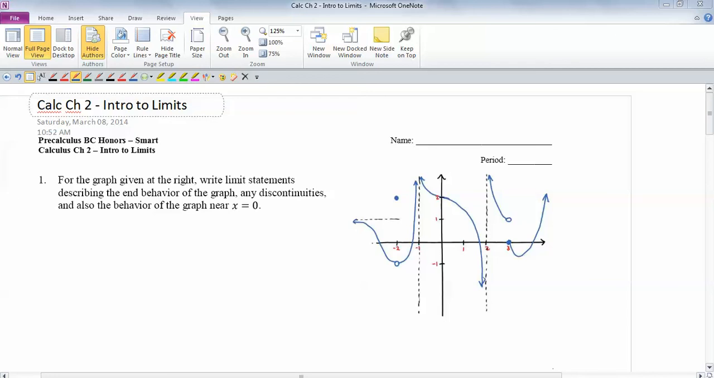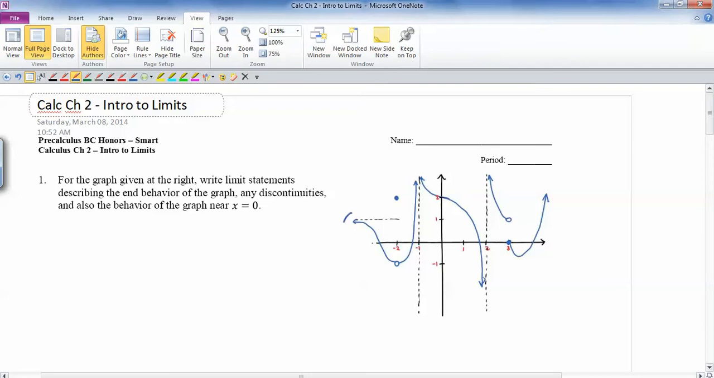Okay, so in this video, we're going to look at a messed up looking graph with all these discontinuities all over the place. And we're going to try and write various limit statements that deal with a lot of the locations on the graph. So one of the things we have to do is write a limit statement for the end behavior of the graph.